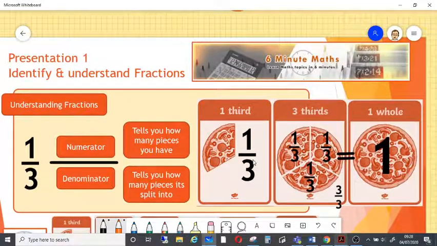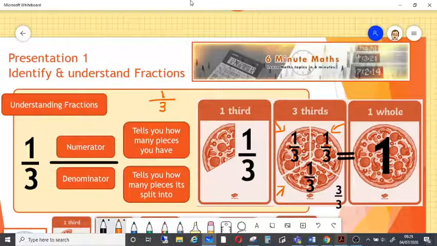So my pizza originally was cut into 3 slices, and 1/3 means I've got 1/3, 1 slice out of a possible 3. And to make it back up to a full pizza, I would need 3/3. So I've got 1 here, one here, and one here.